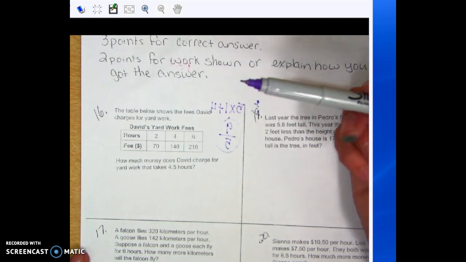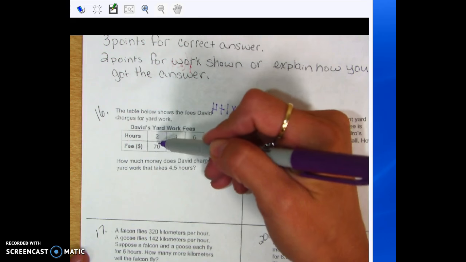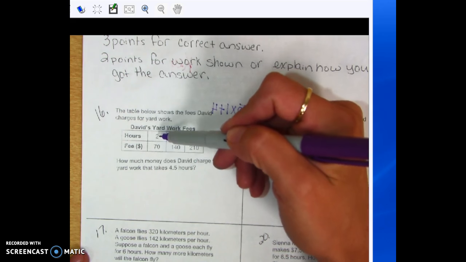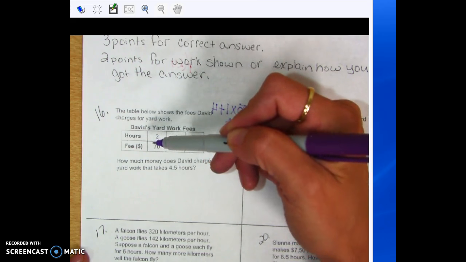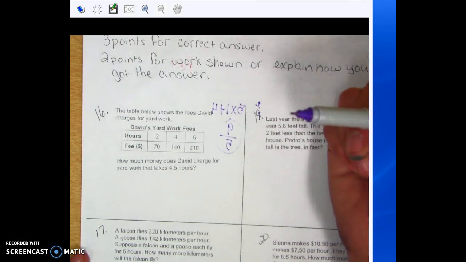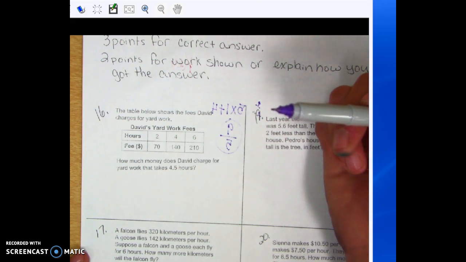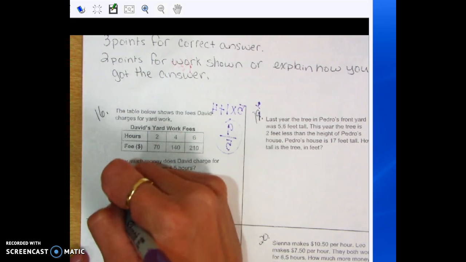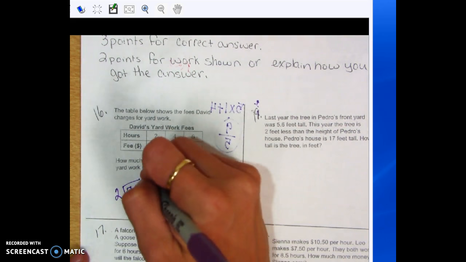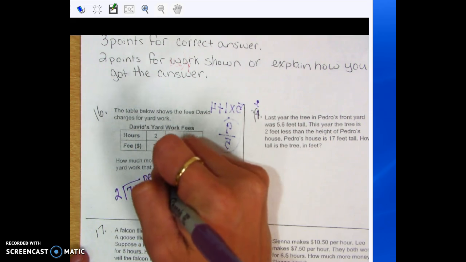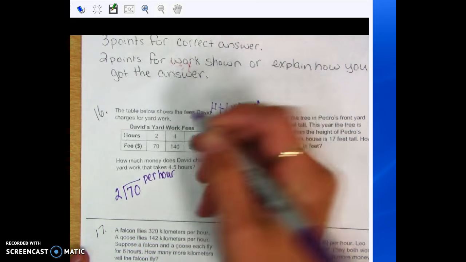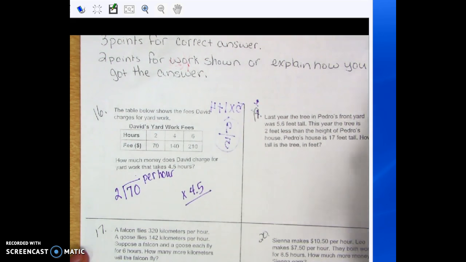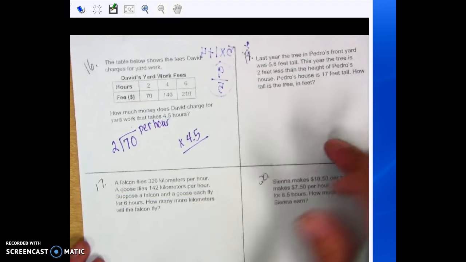Okay, that's one option. Another option is figure out how much he charges for 1 hour. So you know how much he charges for 2, so find out how much he charges for 1 hour, and then multiply that by 4.5. So those are your two options. Whatever you get as your answer here would be per hour, and you want 4.5 hours. So multiply that answer by 4.5.